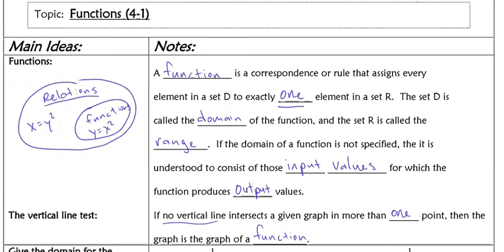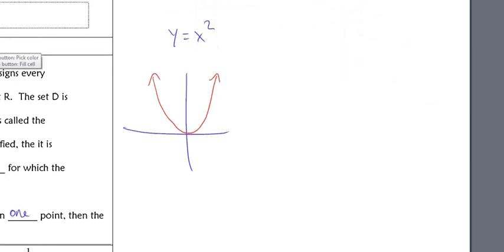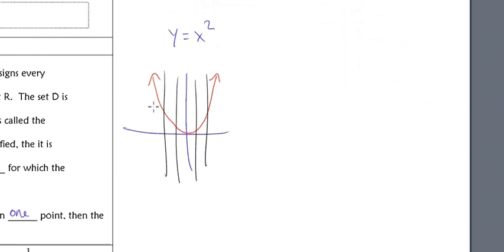And let's take a look at this. The easiest one traditionally to give us an example is y equals x squared. That graph looks like this right here. It's a parabola, and we should be very familiar with it. If I take any vertical line and move it along here, there's no place that it hits more than 1 point. And so it passes the vertical line test. So yes, this is a function.